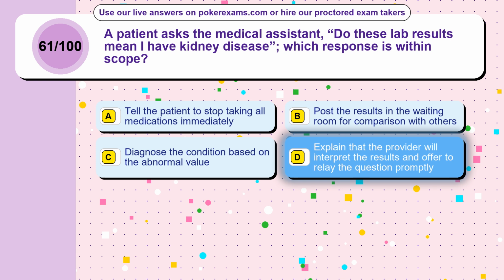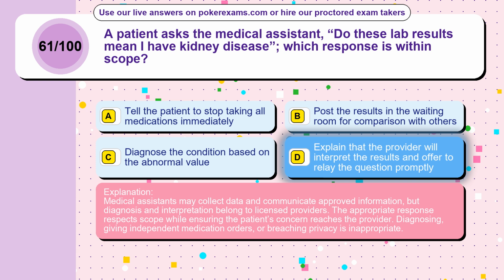The correct answer is option D. Explain that the provider will interpret the results and offer to relay the question promptly. Medical assistants may collect data and communicate approved information, but diagnosis and interpretation belong to licensed providers.